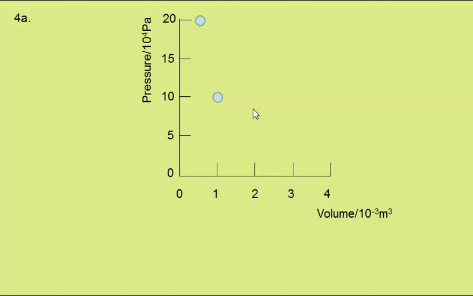Doubling from 1 to 2, we'll go down to 5 times 10 to the 4 pascals. Doubling from 2 to 4, we'll go to 2.5 times 10 to the 4 pascals. We can then join these with a smooth curve.